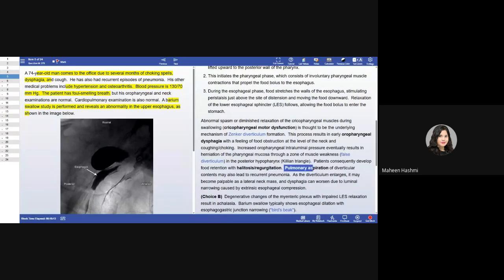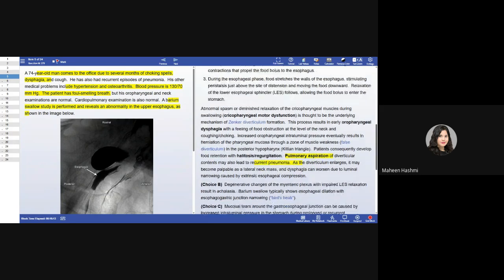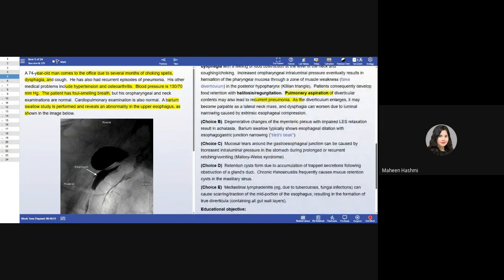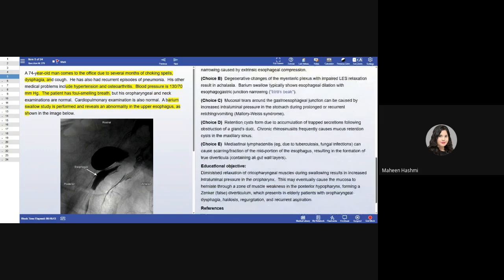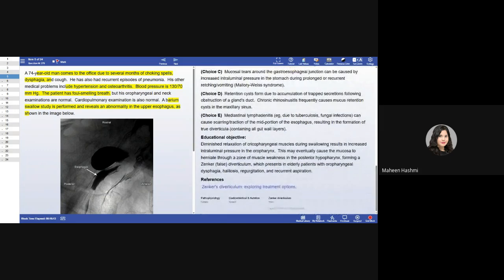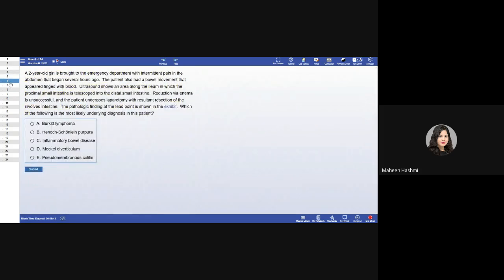See, I told you that aspiration is an important thing. You can aspirate and you can develop aspiration pneumonia. You see this over here. So whatever I tell you, just write it down or memorize it, because it's very high yield. If you go down, again, these are the same things that I told you. Due to muscle weakness in the posterior hypopharynx forming a false diverticulum, these are the things that you may get. All right. Okay, next question.